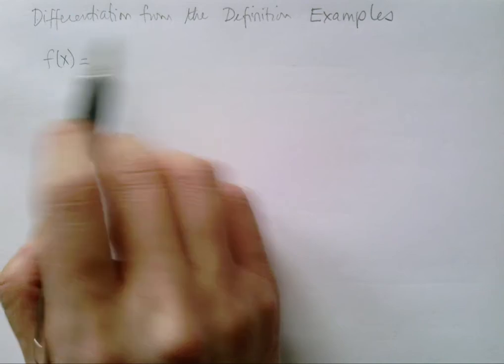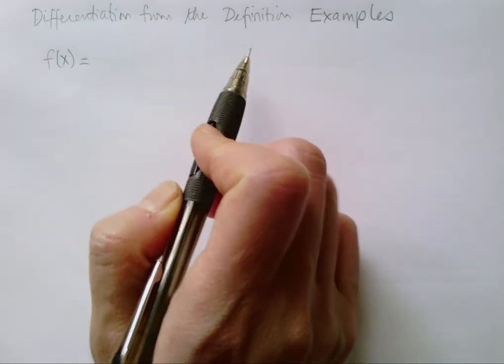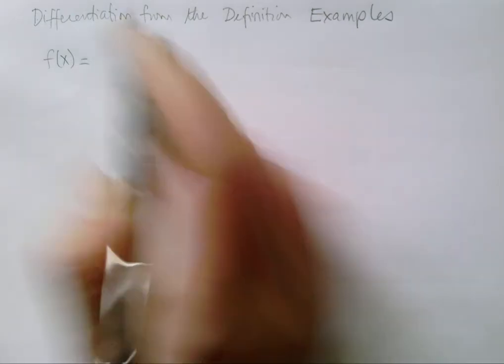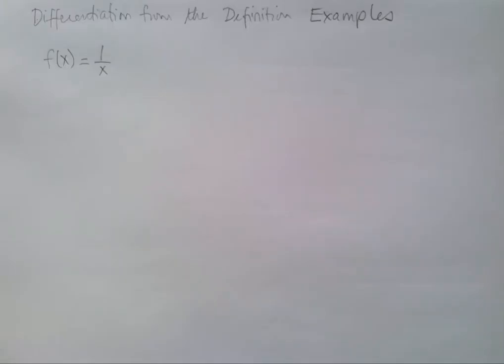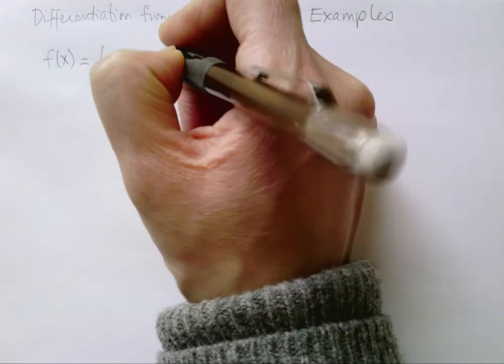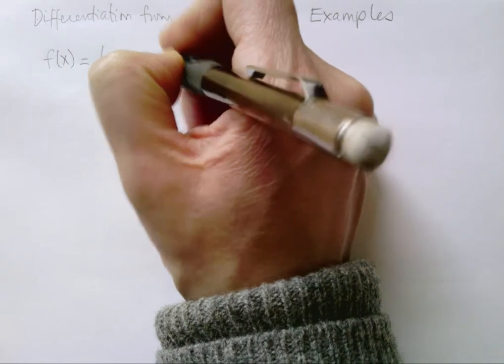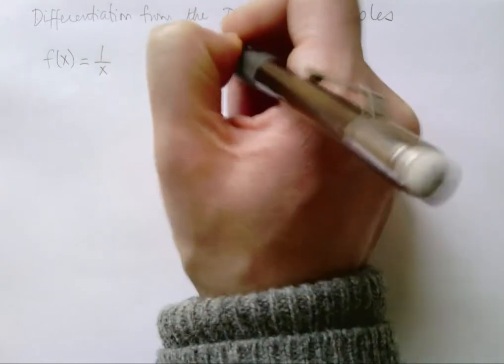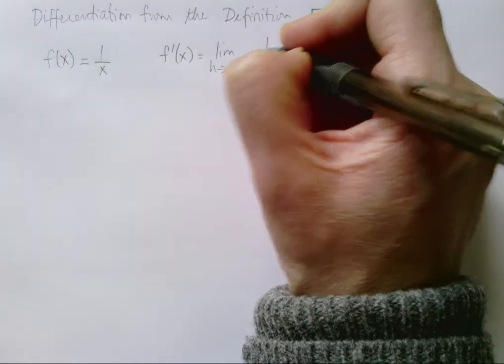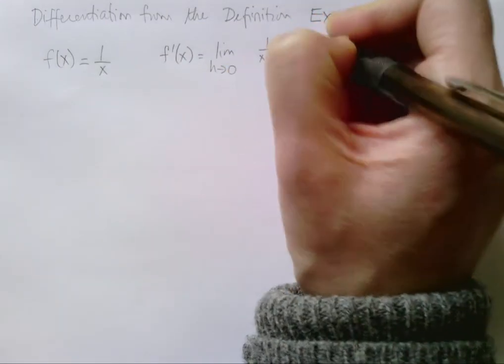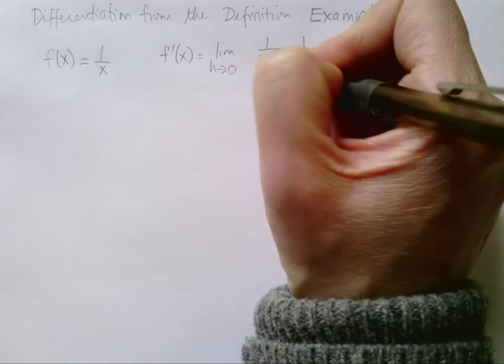So we're going to do some differentiation from the definition of the derivative examples. Let's start with f of x equals 1 over x. So f prime of x equals the limit as h goes to 0 of (1 over x plus h minus 1 over x) over h.